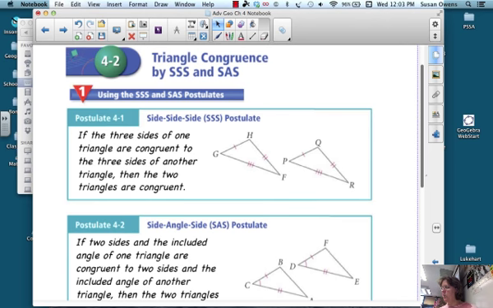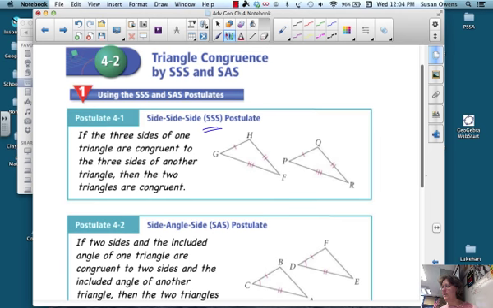Okay. So we've learned that we can prove two triangles are congruent by showing that all the corresponding sides are congruent, all the corresponding angles are congruent, and then we can use the definition of congruent polygons. Well, in the next two sections, we're going to learn quicker ways to prove triangles are congruent. We don't actually have to show that all the corresponding sides and all the corresponding angles are congruent. The first one we have is called side, side, side.